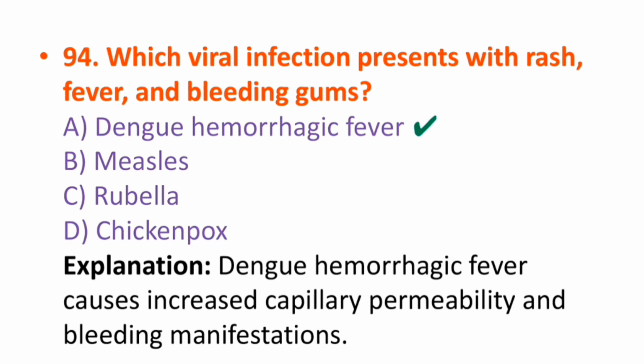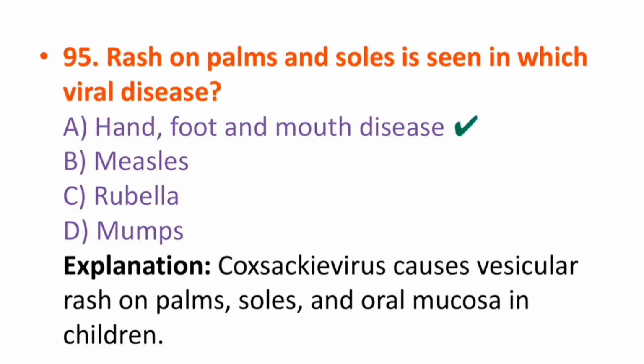Which viral infection presents with rash, fever, and bleeding gums? Option A, dengue hemorrhagic fever; option B, measles; option C, rubella; option D, chickenpox. The correct answer is option A, dengue hemorrhagic fever. Dengue hemorrhagic fever causes increased capillary permeability and bleeding manifestations. It presents with rash, fever, and bleeding gums.